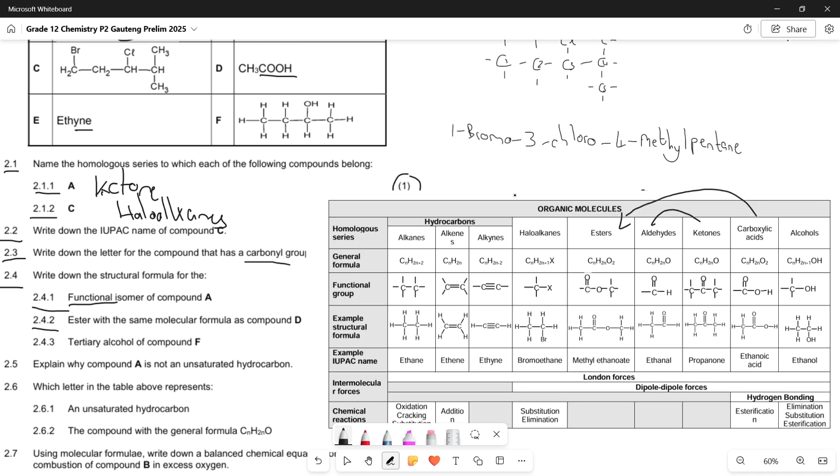So this is just another way of saying draw the functional isomer for D, therefore making this carboxylic acid an ester. And as we can see here, we need the same amount of C's and H's, but in a different arrangement. So if we have methanoic acid, we have 2 C's. We could then have a methyl methanoate, for example. So say now this guy vanished.